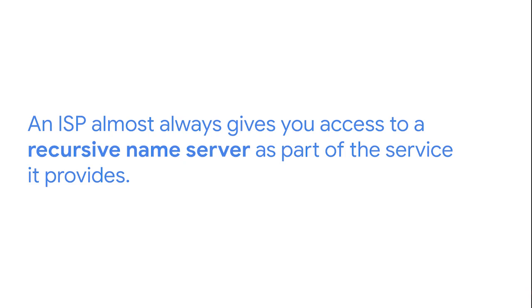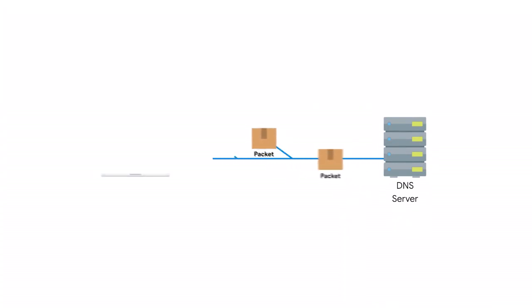Having functional DNS is an important part of a functional network. An ISP almost always gives you access to a recursive name server as part of the service it provides. In most cases, these name servers are all you really need for your computer to communicate with other devices on the internet. But most businesses also run their own DNS servers. At the very least, this is needed to resolve names of internal hosts.